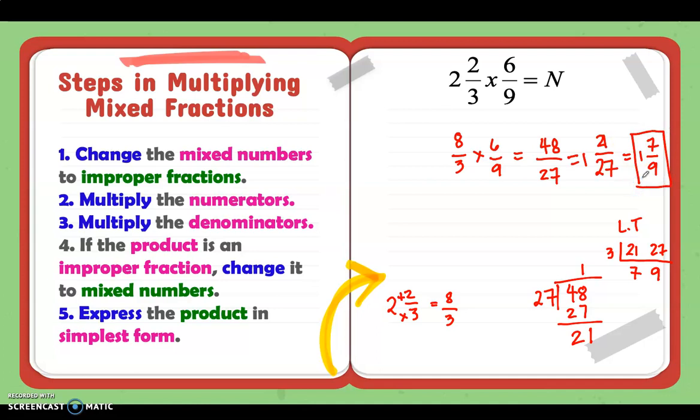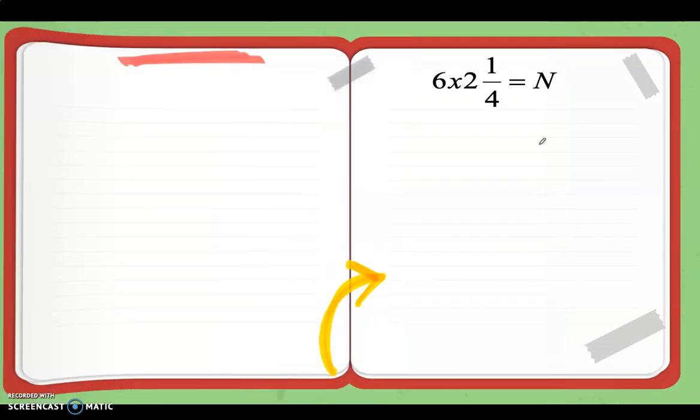So again, in multiplying mixed fractions, all you have to do is to change it to an improper fraction if it's a mixed number. Then go back to the steps in multiplying fractions. Multiply the numerators, multiply the denominators. Then if it is an improper fraction, change it to a mixed number, then simplify it to lowest term.